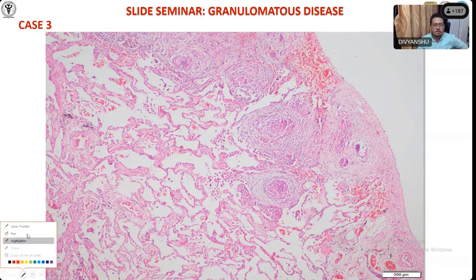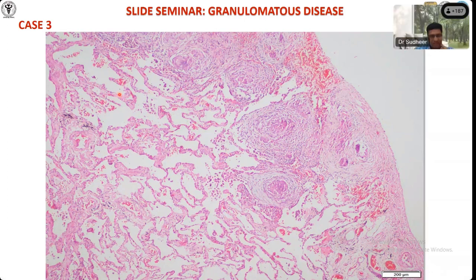Divyanshu, can you see my arrow? Yes, sir. What is this? So these are lymphatic channels, sir. That's what I told you. We have to identify the tissue. I already told you that the biopsy is taken from the lung. Right? What are these structures? Alveoli. These are all alveoli. The hexagonal structures are alveoli, separated by interalveolar septa. And this part of the lung looks perfectly normal.